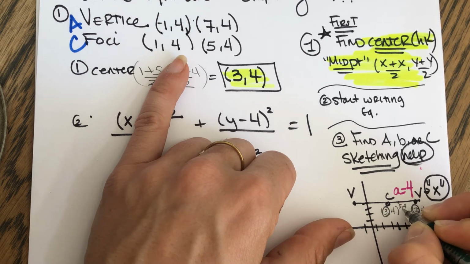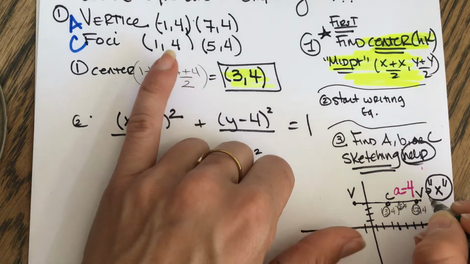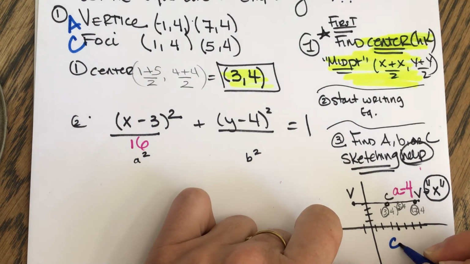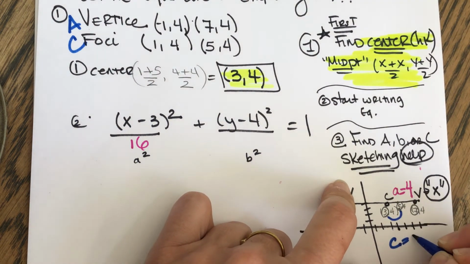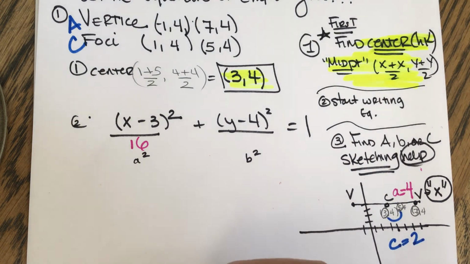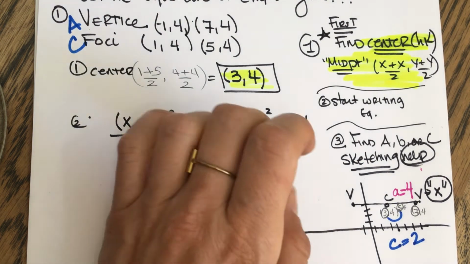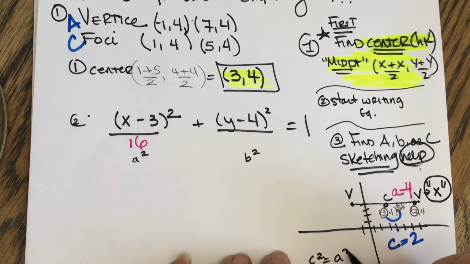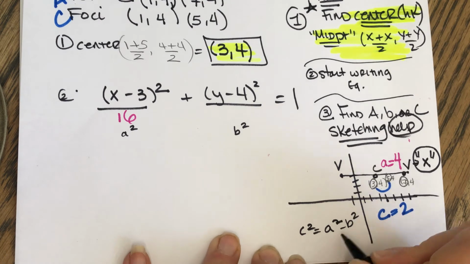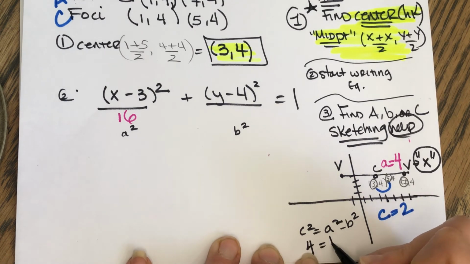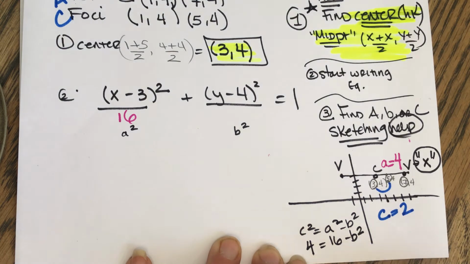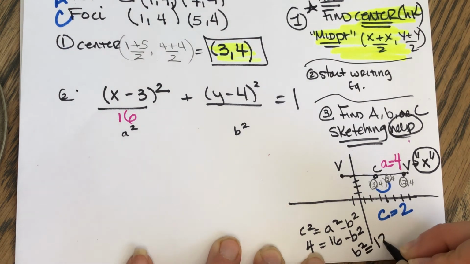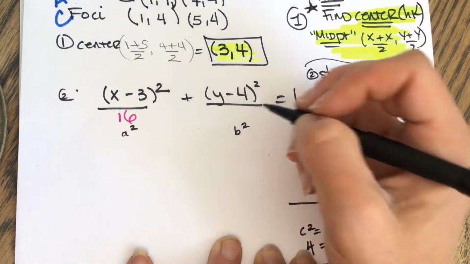So here's 5, 4. So what's the distance from 3 to 5? So what does that mean? I know my C value, because you're going from 3 to 5, is 2. So now I have to sit here and find my B value. So C squared equals A squared minus B squared. C squared, 4. A squared, 16 minus B squared. Minus 16 divided by negative 1. What's B squared? 12. Stop and put it right there.